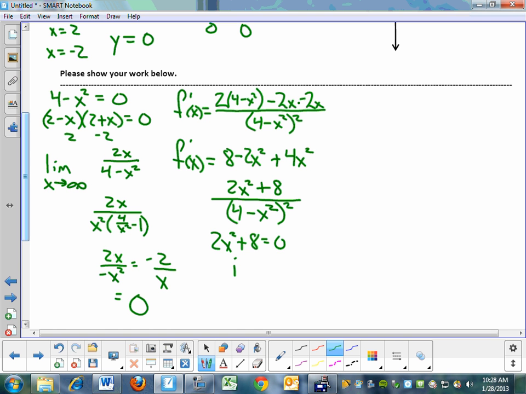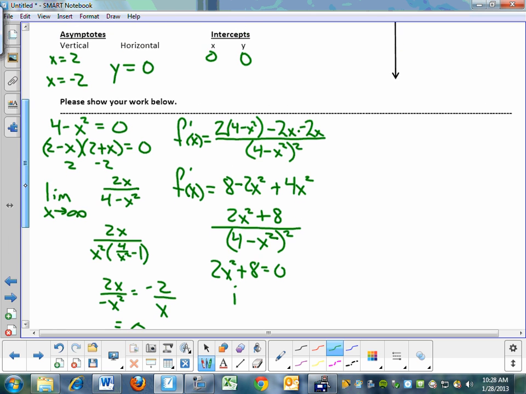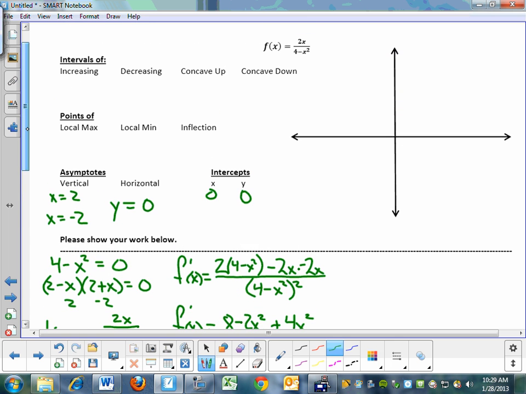So if we look at it, we have to test to see whether it is going to be positive or negative. If I square something, it's always positive. The top is never 0, so it's always got to be positive or negative. 2x squared plus 8, try plugging anything in there, always positive. So we have local max, none. Local min, none.